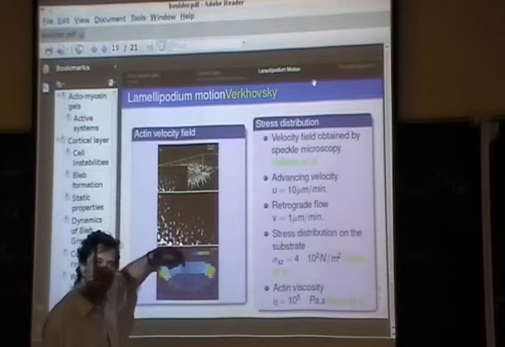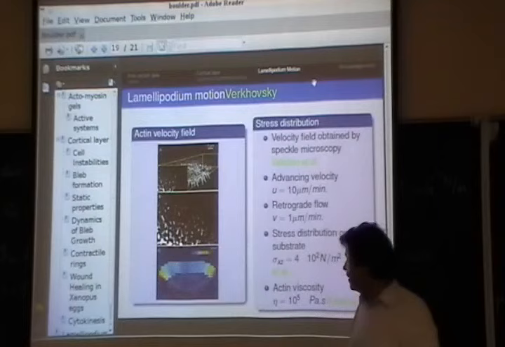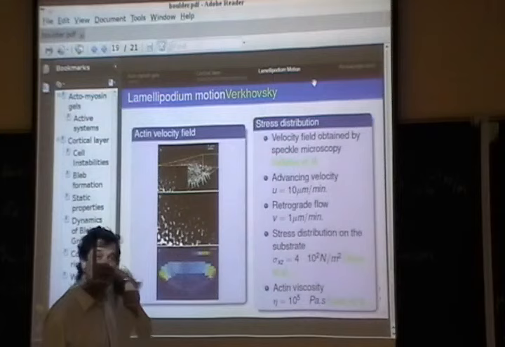And there's a big difference in the scales of the velocity. The advancing velocity is something like 10 micrometers per minute. The retrograde flow is something like 1 micrometer per minute. We have a model which applies the same kind of ideas. We can calculate the retrograde flow, then compare it to the measurements, and this is how we get the active stress.